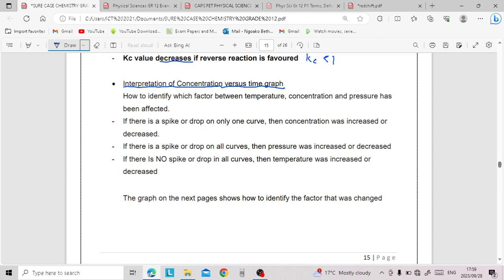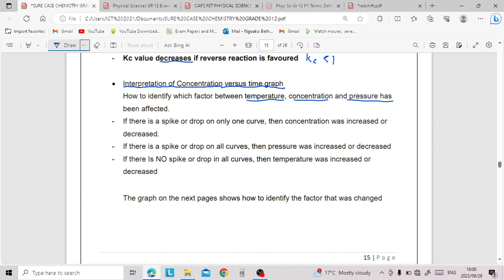We'll see if we can get to the rate versus time graph, because we also experience a problem when it comes to the rate versus time graph for the equilibrium. But let's start with the simplest one, concentration. They ask how to identify which factor. Remember, the factors that affect the equilibrium are temperature, concentration, and pressure.